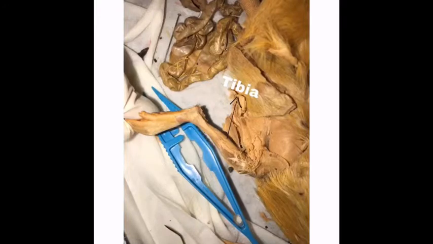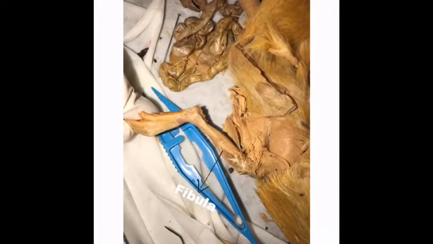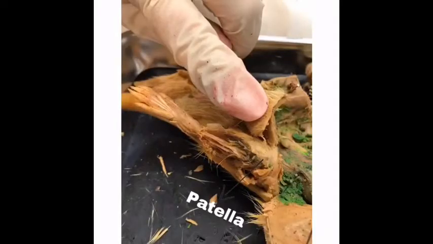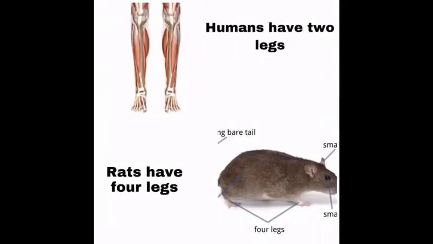For additional observations, we removed the skin from one of the hind legs and observed the muscles. We found the tibia, which is a weight-bearing bone located on the medial side of the leg. Then we found the fibula, which is a thin bone of the lateral leg. Lastly, we found the patella, which is also known as the kneecap. Rats and humans have the same leg bones, but one difference is that humans have 2 legs and rats have 4 legs.